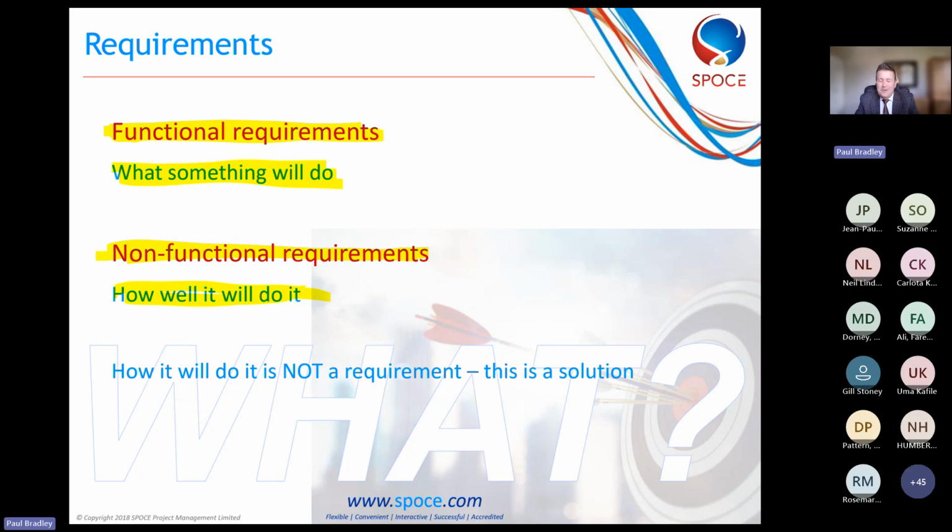What is not a requirement is how it's going to do it. How it's going to do it is basically the solution. It's when we go into solution design. And all too often, we find that people rush to find the solution before they really understand what the requirements are. And this is why quite often we find ourselves delivering something that's not quite what the stakeholders were expecting.